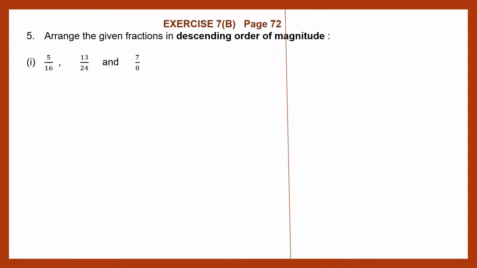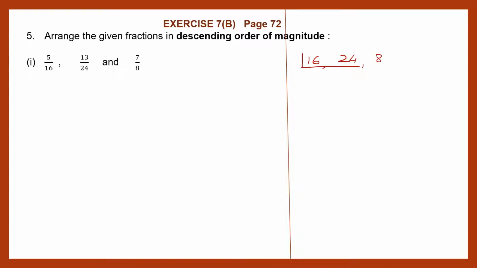Okay, so this is found on page number 72 and question 5. Arrange the given fractions in descending order of magnitude. So we have three fractions here, 5 by 16, 13 by 24, and 7 by 8. We have to find the LCM of the denominators to make them all like fractions. Right now, as you can see, they're all unlike fractions because the denominators are different. So we're going to find the LCM of the denominators 16, 24, and 8.